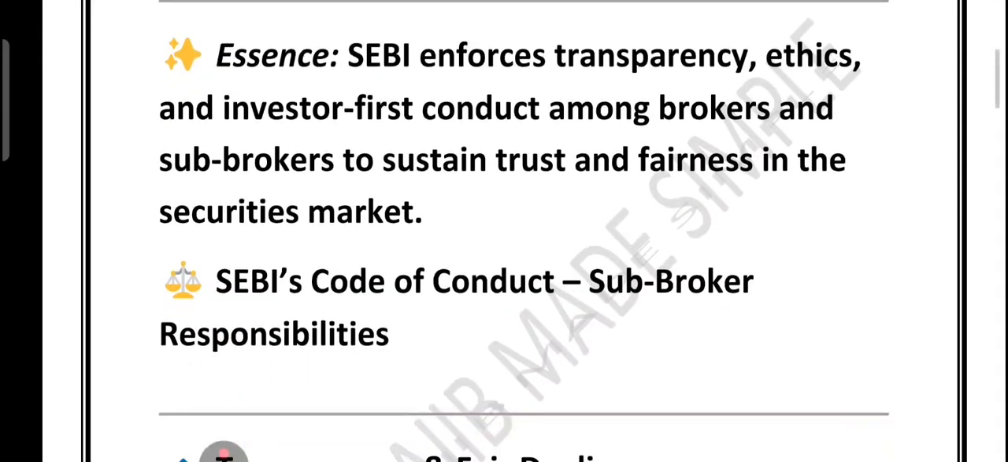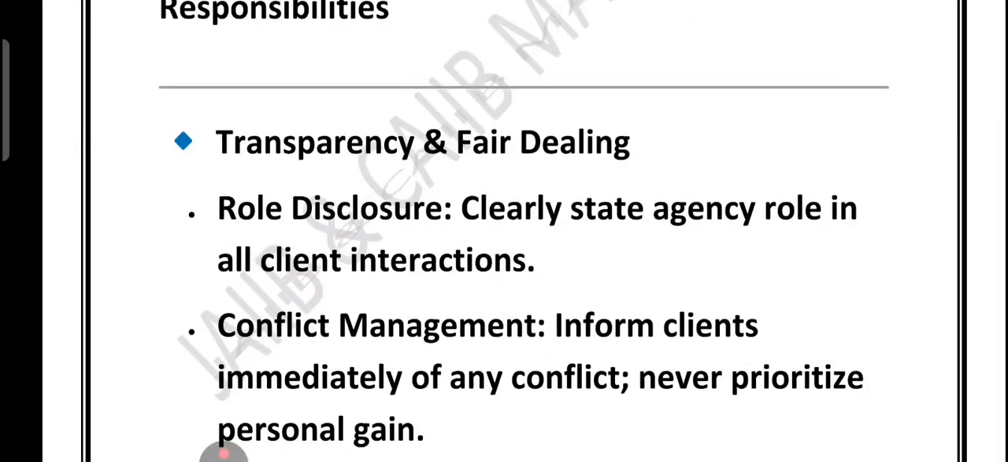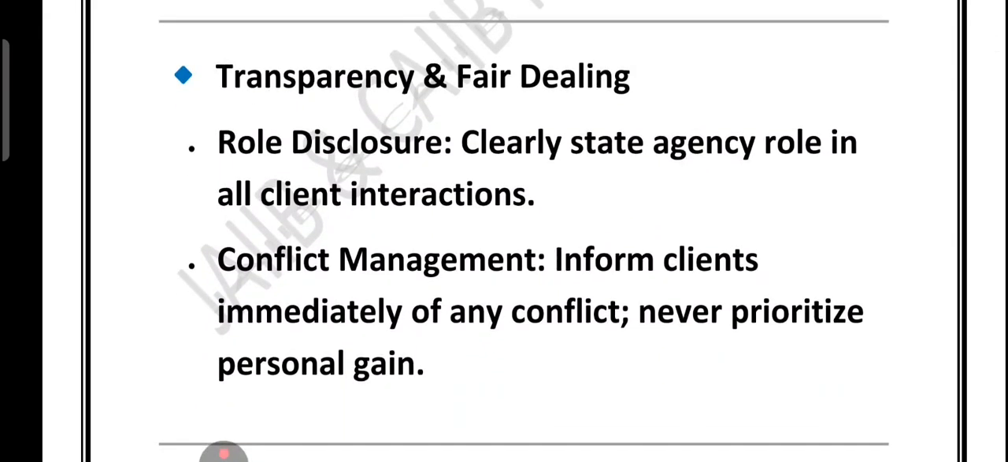Now friends, let's talk about the SEBI code of conduct. What are the responsibilities of the sub-broker? This part focuses on how a sub-broker should maintain transparency, fairness and professionalism. A sub-broker must always be clear about their role. They act like an agent, not as the main broker or principal. If there is ever a conflict of interest, like a situation where personal benefit could come in the way of client interest, it must be disclosed immediately. The rule is simple: client interest comes first, always.